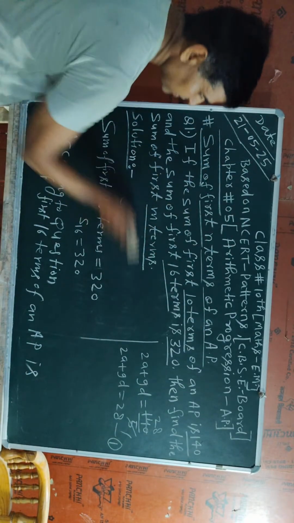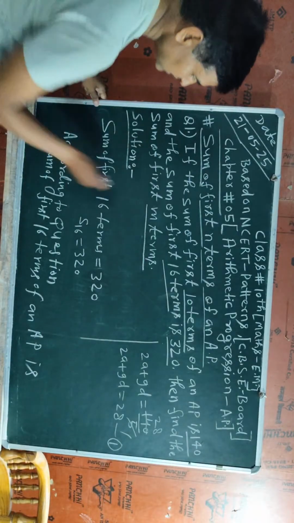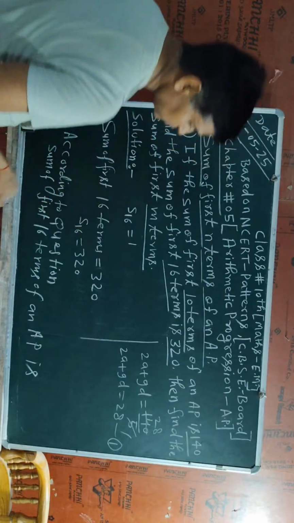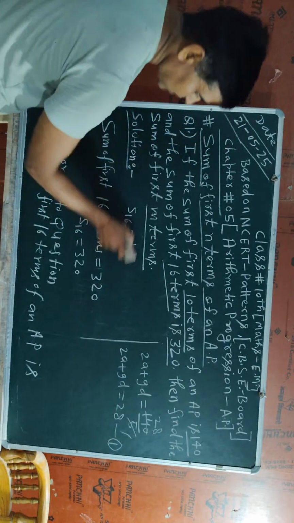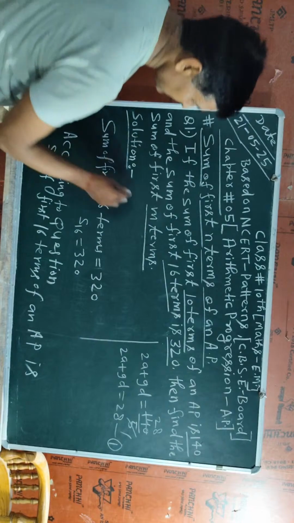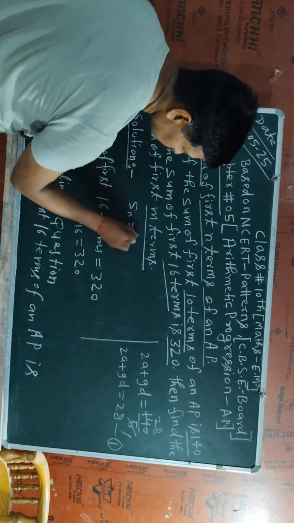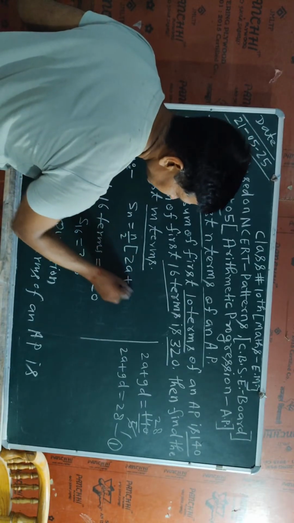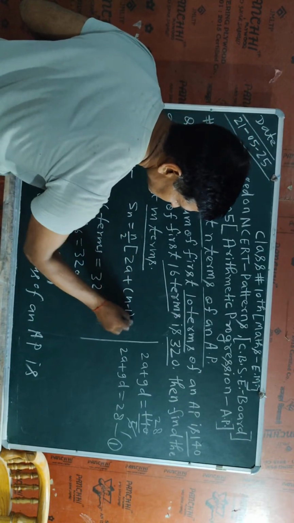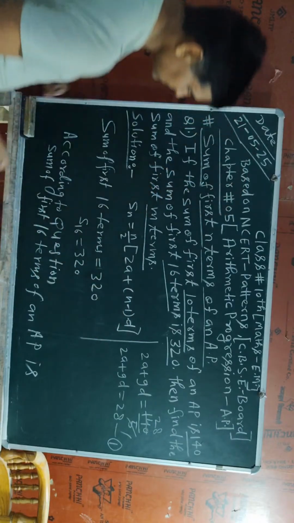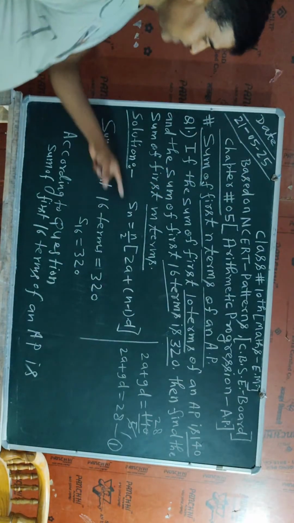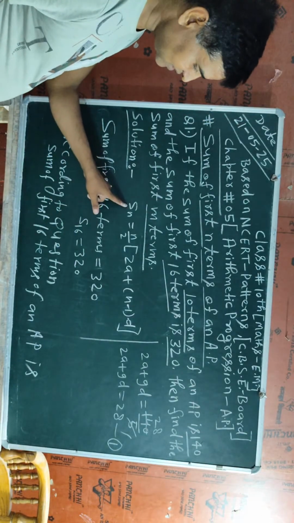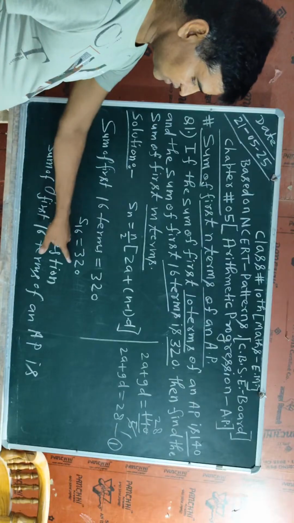Okay students, now here I am going to erase. So here I write S16 which is equal to the general formula. After writing the general formula, I will put the value of n there. Sn which is equal to n divided by 2 in the bracket, 2a plus (n minus 1) into d. Okay students, after putting this value I will simplify, because in the place of n we have to put 16 and in the place of Sn, S16 which is equal to 320.